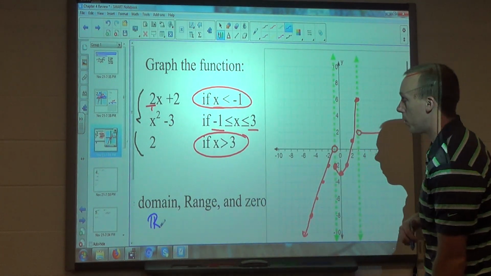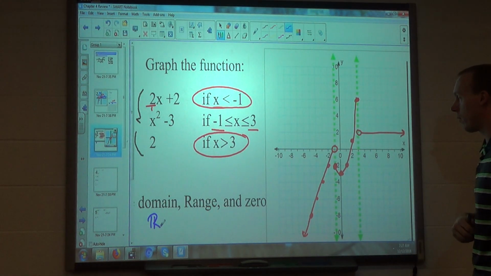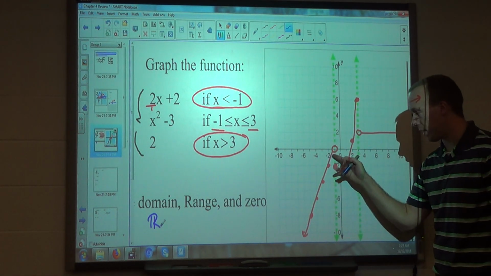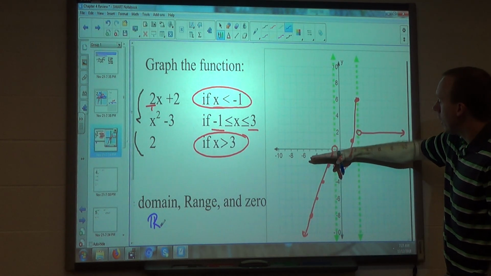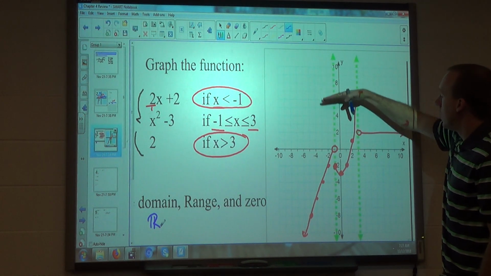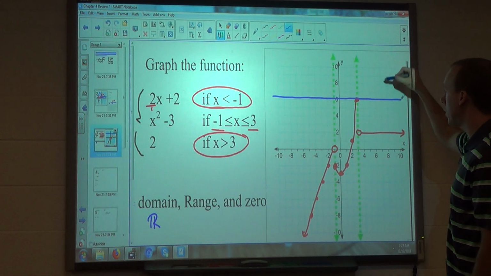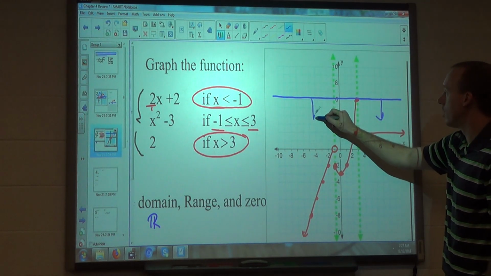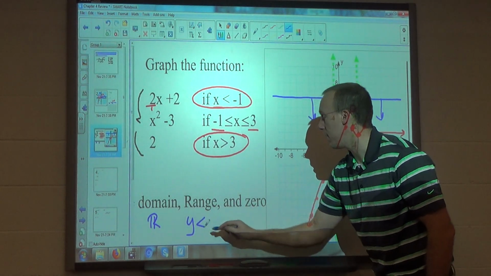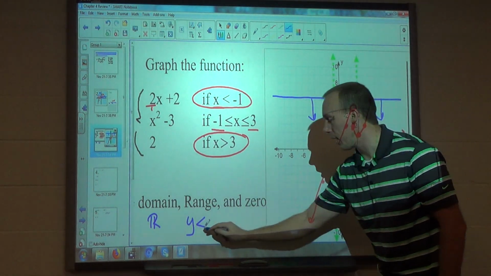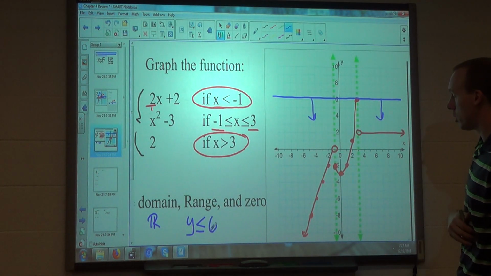Okay, range. What are my range values? It's my y values. So does it go up forever and down forever? Well, I know it goes down forever because of this function right here going down forever. If I had a horizontal line, is there a spot where it stops? You see how right here would be that spot? Anything above there is not showing. So where is this function showing? The range would be y has to be less than, and since it's a closed dot, or equal to 6. Anything at or below 6 is where my function is showing.